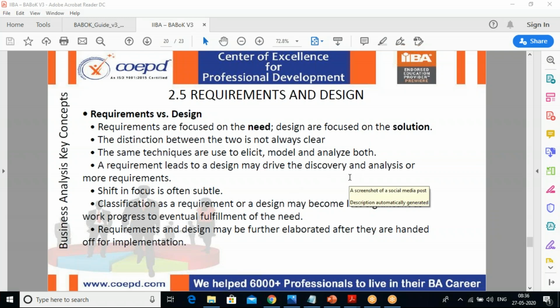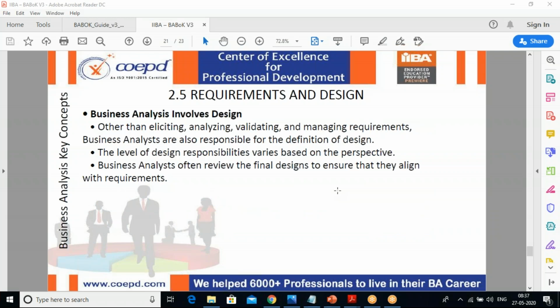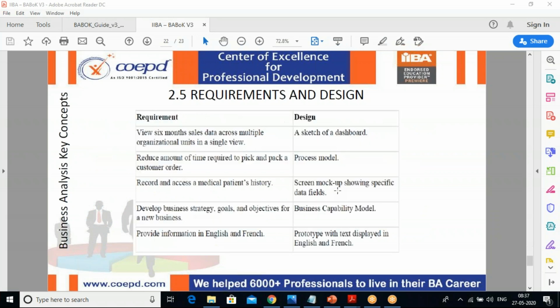So here it is very important for us that as per BABOK, the word requirement has two parts. It is not requirement alone, it is requirement and design, both are included. Now what is a requirement and what is a design? If you want to recollect, requirement is, let me say, view 6 months sales data across multiple organization units in a single view. That is the requirement. Then the design would be a sketch of a dashboard. For this requirement, this is the design.